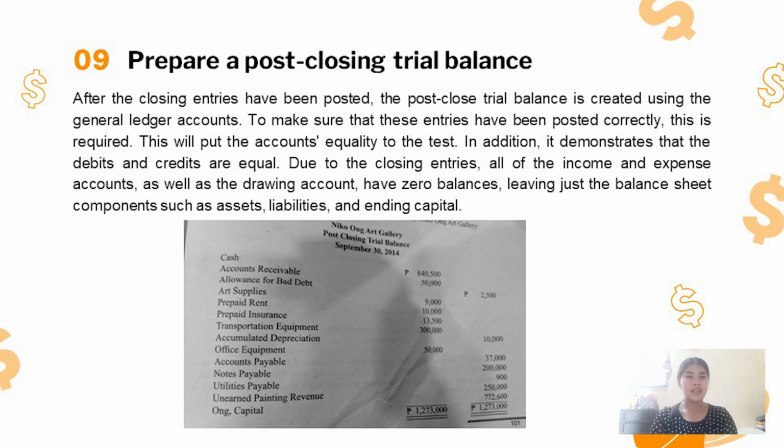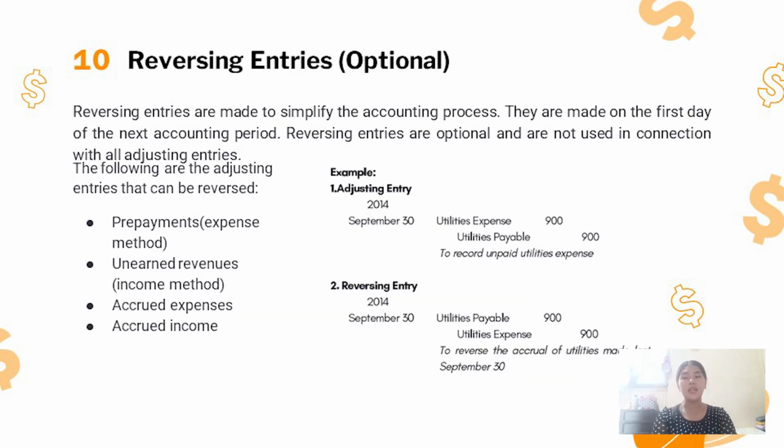So after that, lastly, we can use reversing entries. It is optional, but in some cases, accountants may use reversing entries at the beginning of a new accounting period. Reversing entries simplify the recording of certain transactions such as accruals and deferrals by eliminating the need for adjusting entries. And those are the 10 steps of the accounting cycle in accounting.